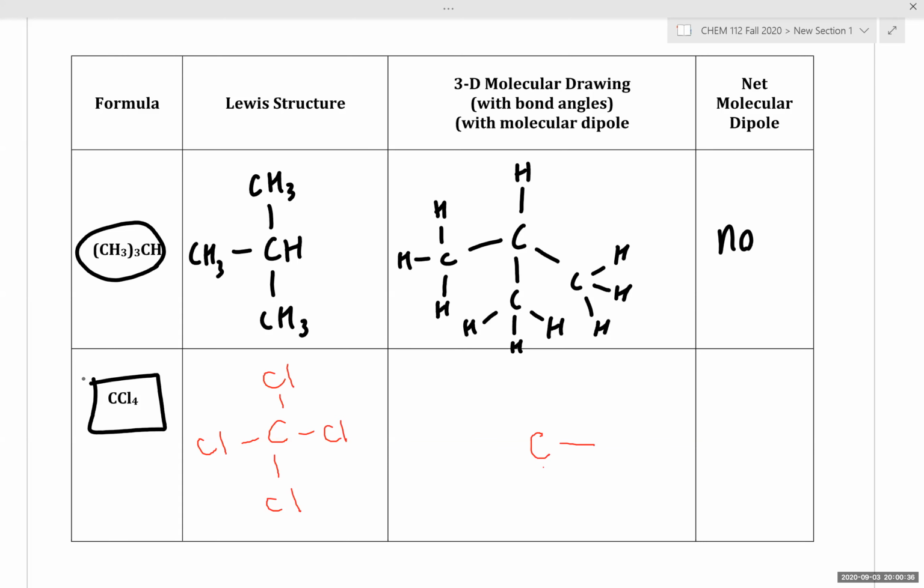That top molecule, the 3D molecular structure, is that trigonal pyramidal? Looking at our central carbon, it has a total of 4 bonds and no lone pairs. So it would be tetrahedral. Oh, right. A lone pair is what makes it trigonal pyramidal. Yep, exactly right.